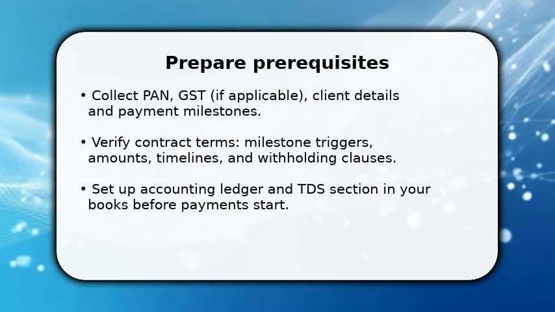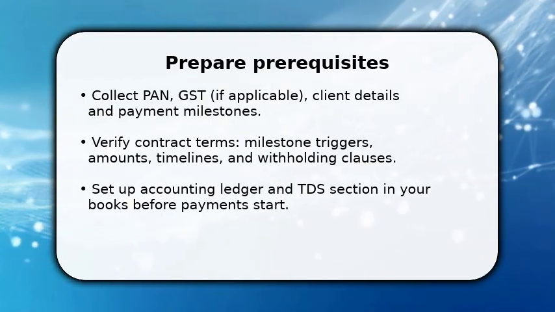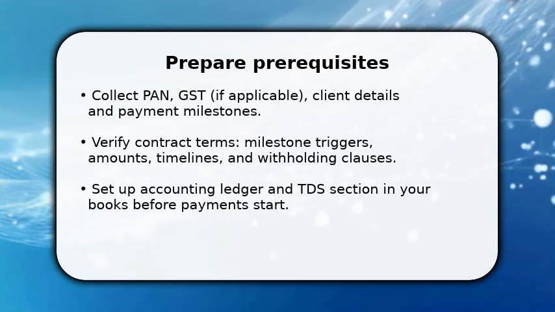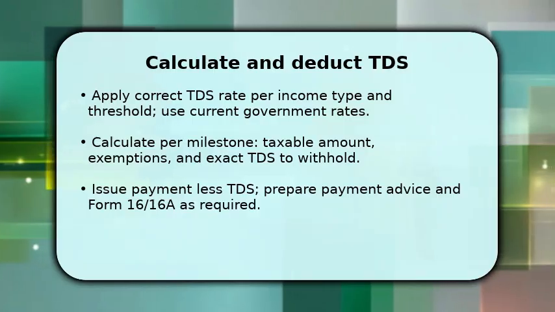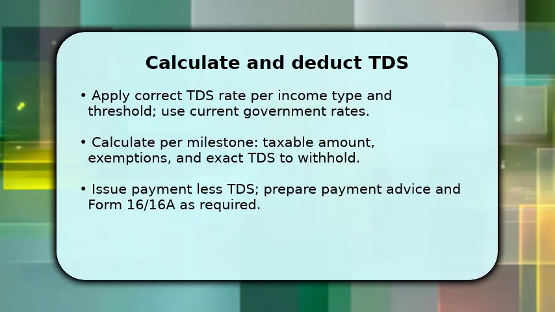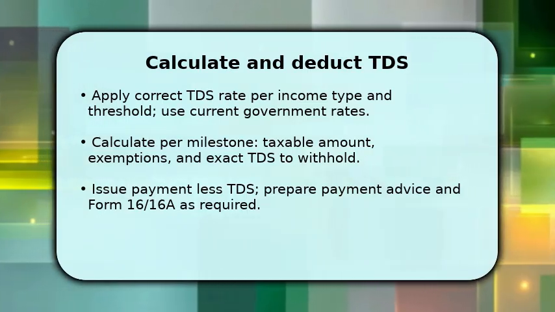This prevents retroactive adjustments. Make sure to note payment dates and responsible signatories, because those details determine when TDS must be deducted. You next calculate TDS for each milestone using the applicable rate for the income type. Consult current rates and thresholds. Once calculated, deduct TDS from the milestone payment at the point of disbursement.